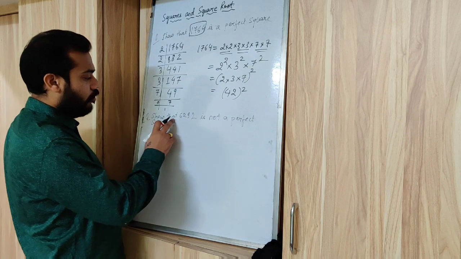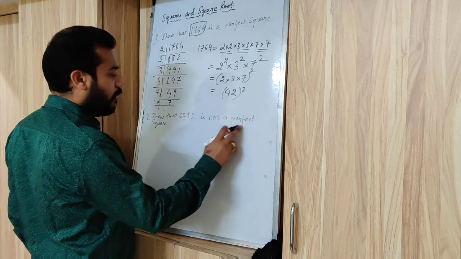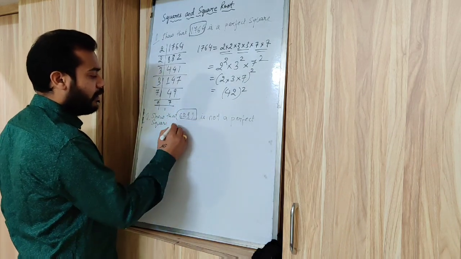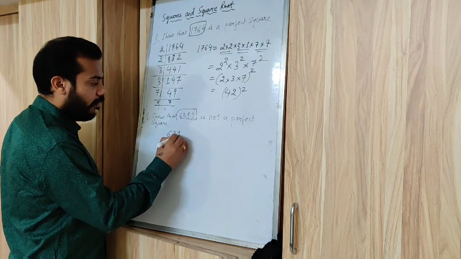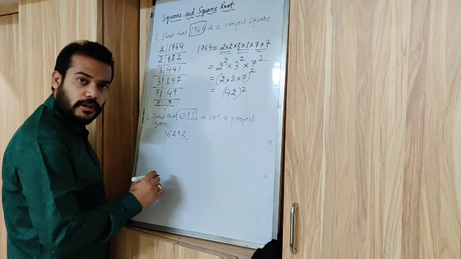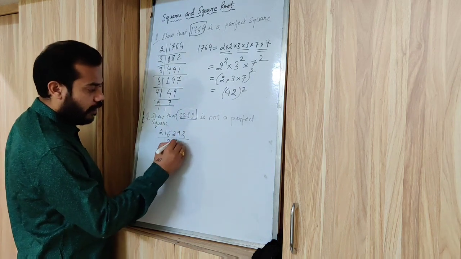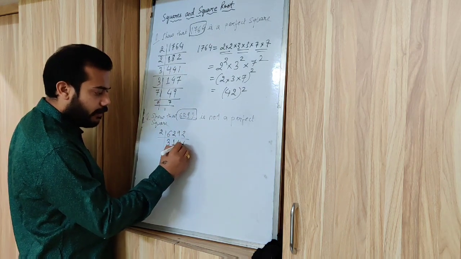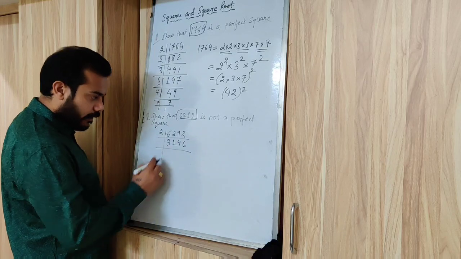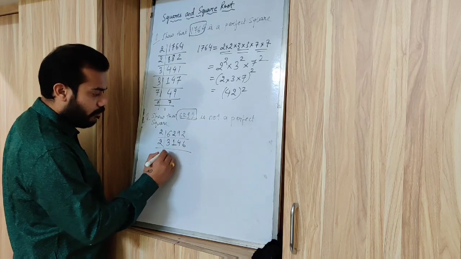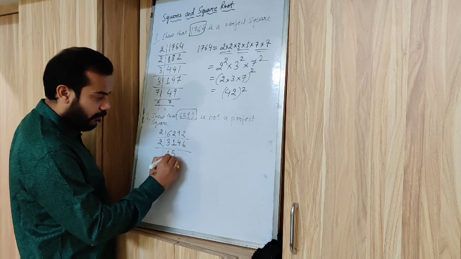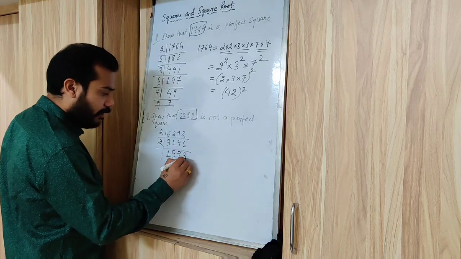Next question: show that 6292 is not a perfect square. You have to find that 6292 is not a perfect square. First find the factors of 6292. Divide by 2 to get 3146, then again by 2 to get 1573.